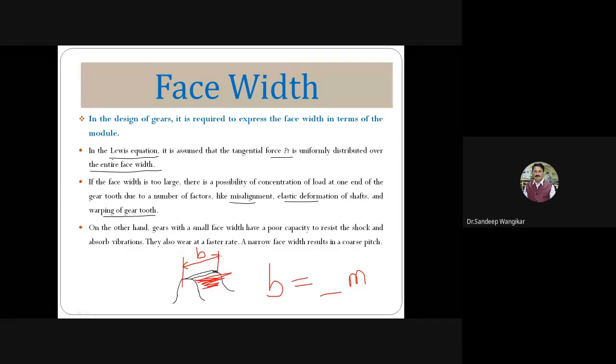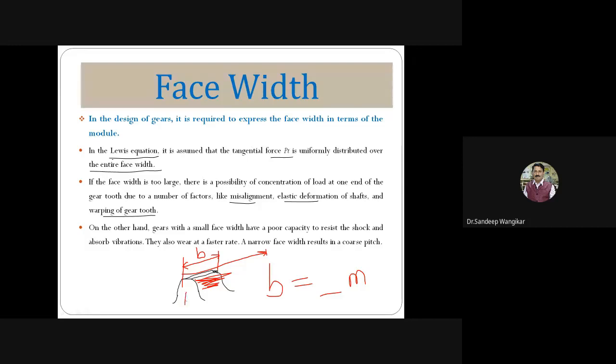If the face width is too large, assume that B is too large. The gear is not like this; the width is like this unnecessarily. Then there are chances of concentration of load. The load will be concentrated at any one point of this, and the load will not be uniformly distributed.